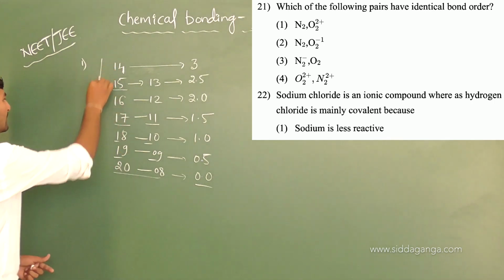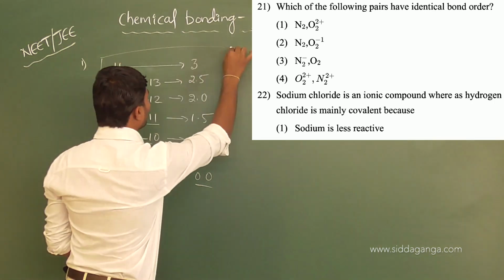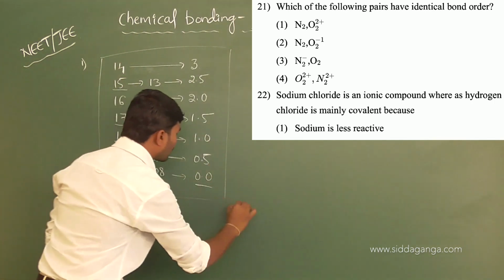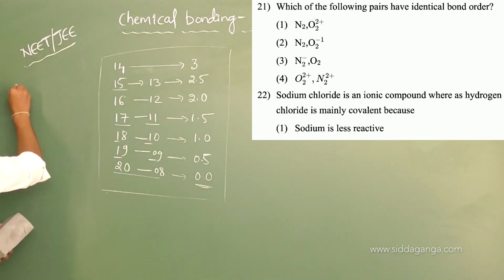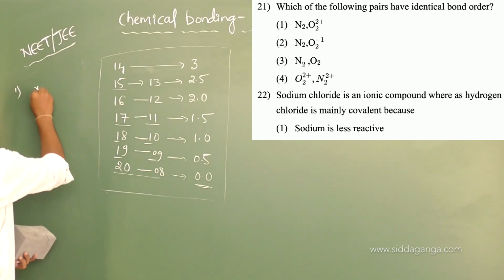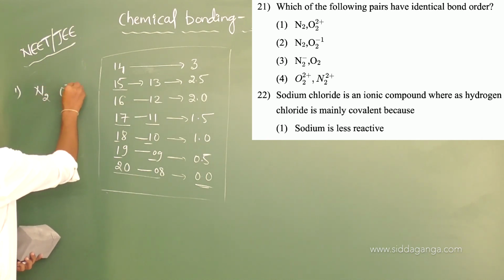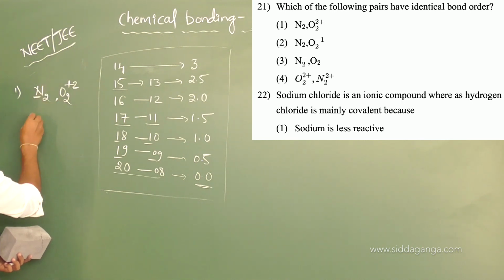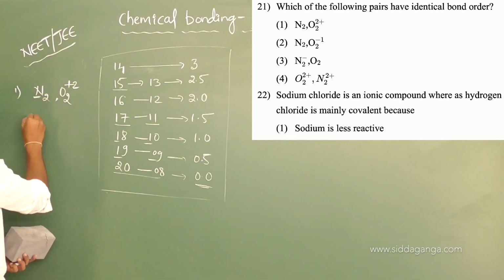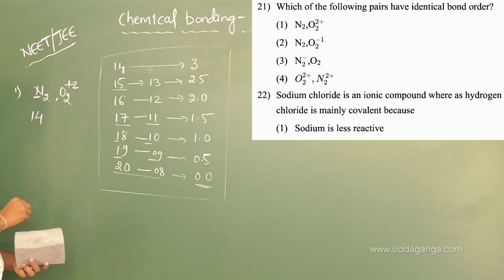This is the list of bond orders that you must remember in order to solve any questions regarding bond order. The first option is given like that, N2 and O2 2 plus. N2 means each nitrogen atom will have 7 electrons. We have 2 nitrogen atoms here. In total we are having 14 electrons.